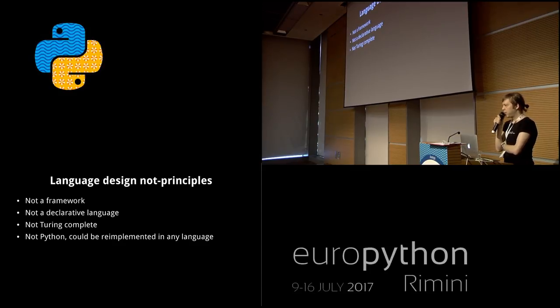And the reason for this is that it makes tooling much easier to write, because it's easier to understand what the thing is actually doing. Meson is not Python. It hides the fact that it's implemented in Python, so it could be re-implemented in any language at all.